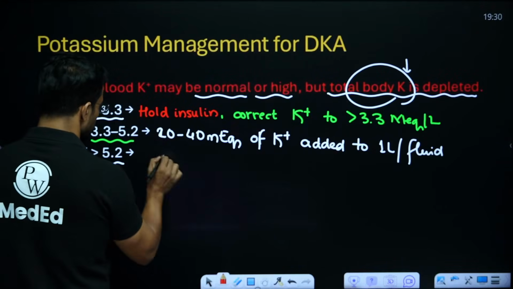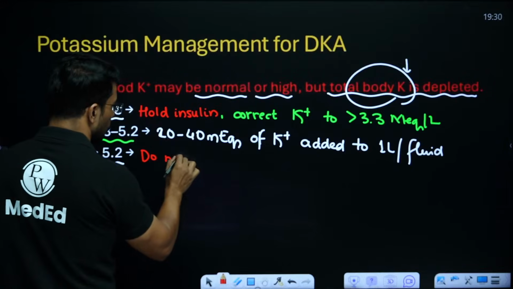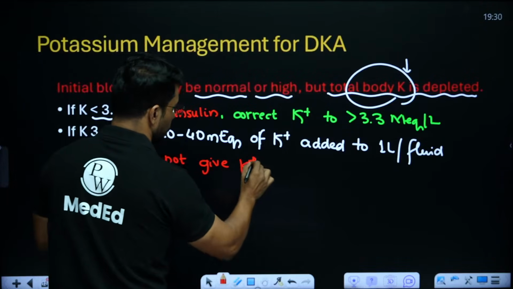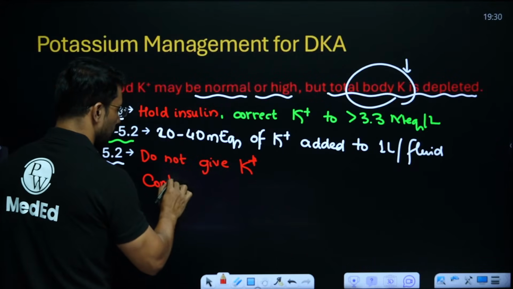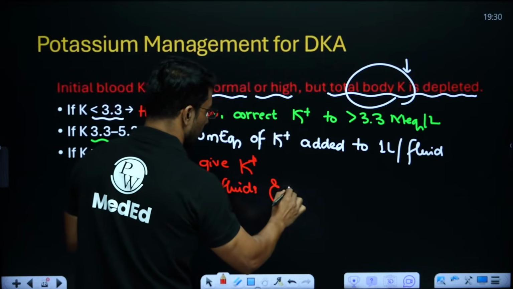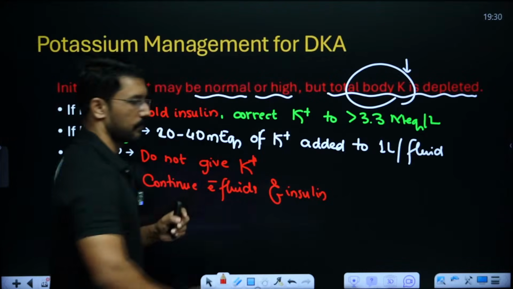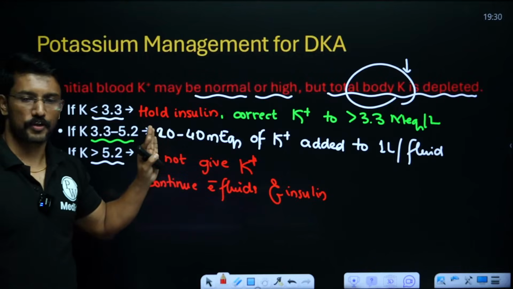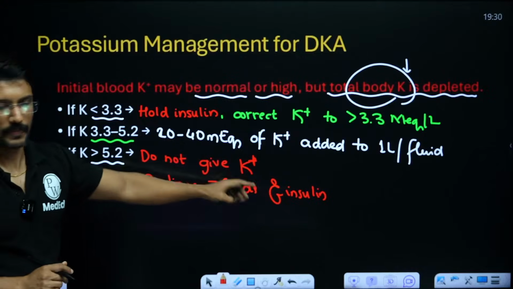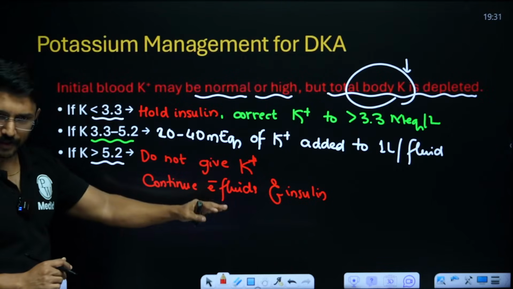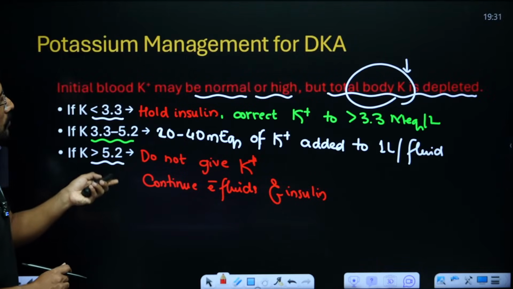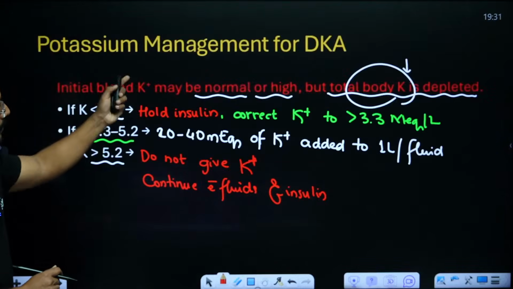So in that case, do not give potassium. Continue with fluids and insulin. So this is the protocol that we are going to follow for the potassium, right? If it is low, do not give insulin. If it is high, do not give potassium. If it is in the fairly normal range, continue with insulin, give fluids, but add potassium to the fluids. Okay, so that's about the potassium management. This is fluid management. This is potassium management.